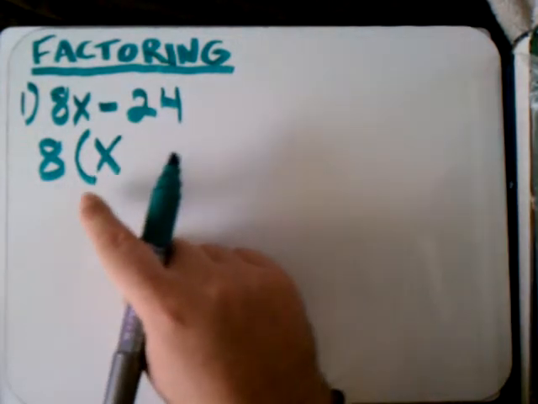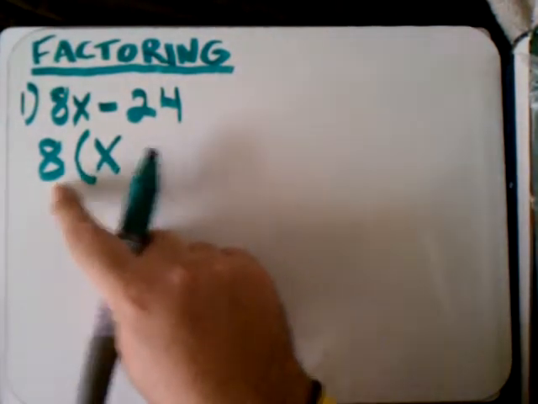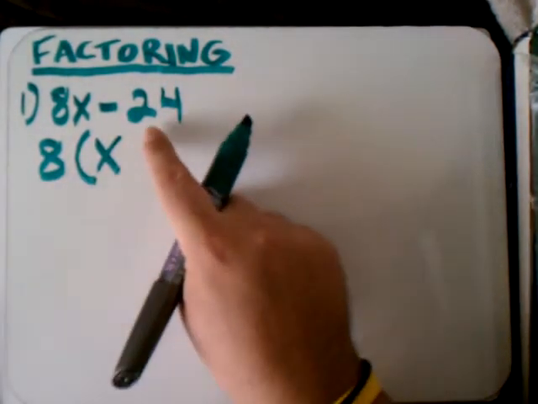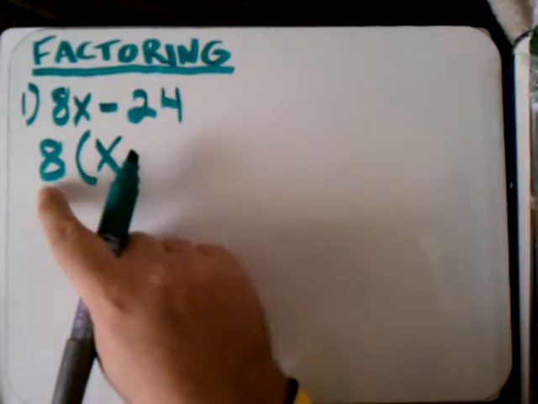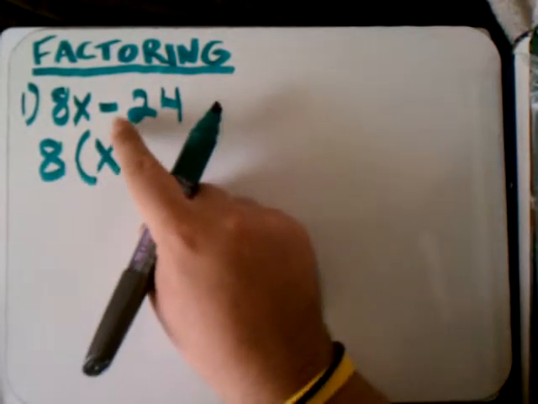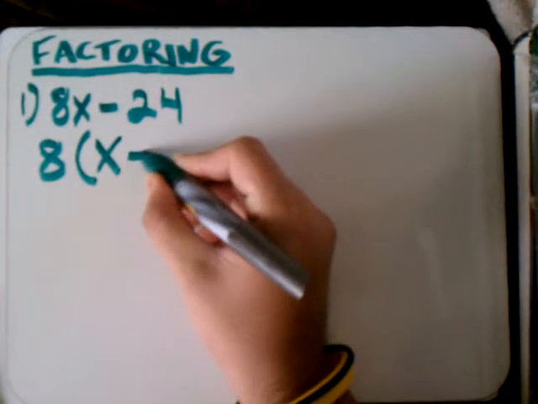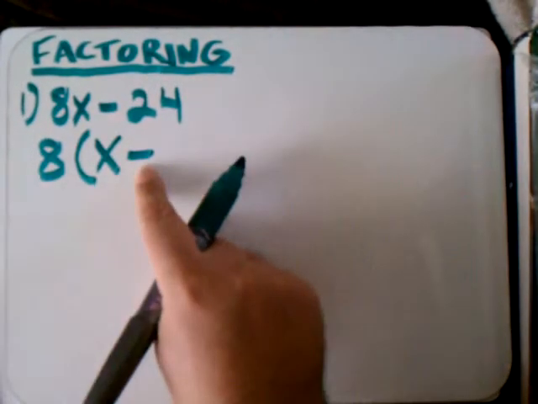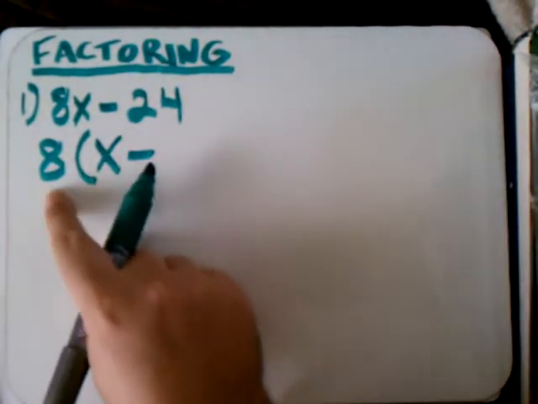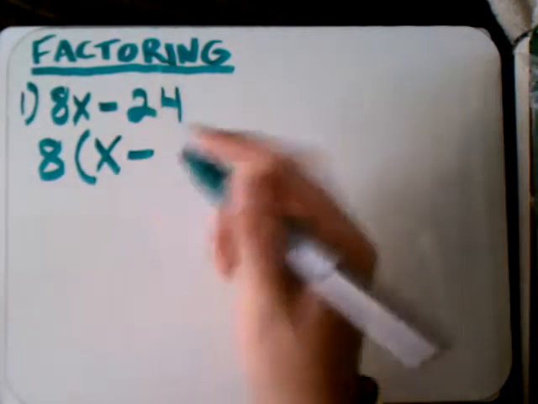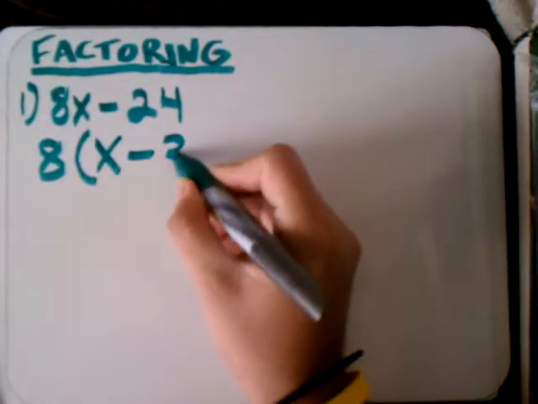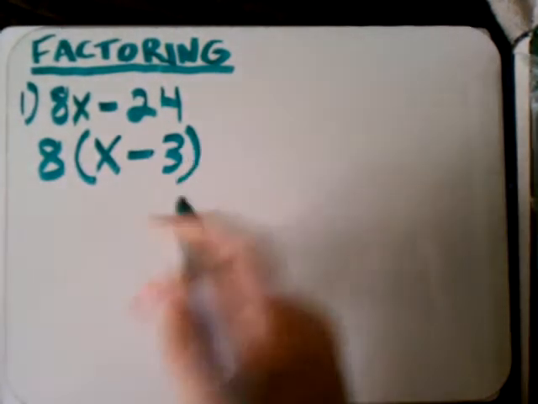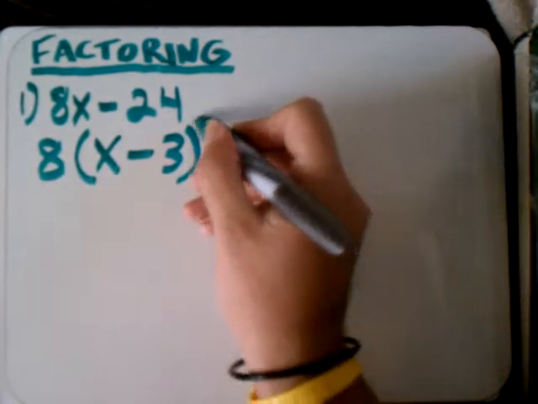And then you have to say, if I multiply 8 times what gives me negative 24? First of all, 8 is positive and 24 is negative, so you know it's going to be negative, because positive times negative equals a negative. And 8 times what gives you 24? Well, 8 times 3. And you're done.